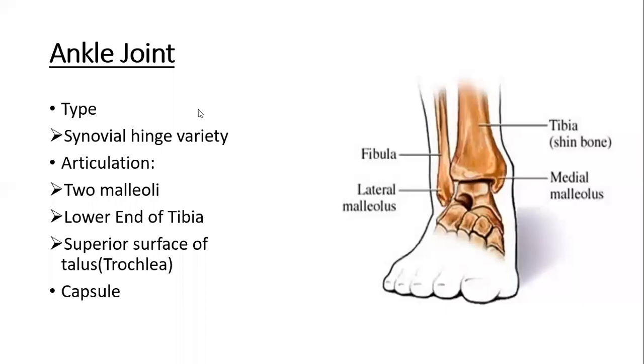Ankle joint is of great clinical significance because it is also one of the weight bearing joints of the lower limbs. Secondly, it is subjected to various injuries, making it one of the most commonly injured joints. So let's start with its anatomy.